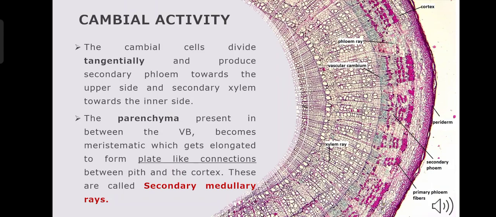Also, the parenchyma cells which are present between the two vascular bundles become meristematic and they get elongated to form plate-like connections between the pith and the cortex. These connections are called secondary medullary rays.